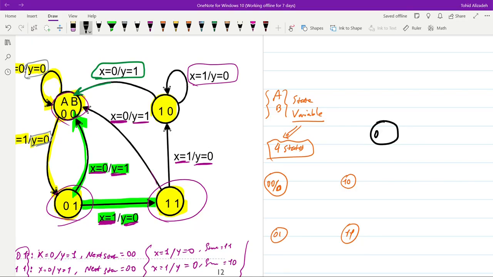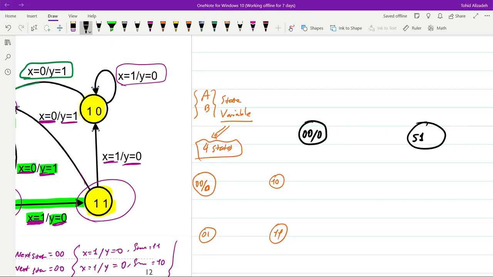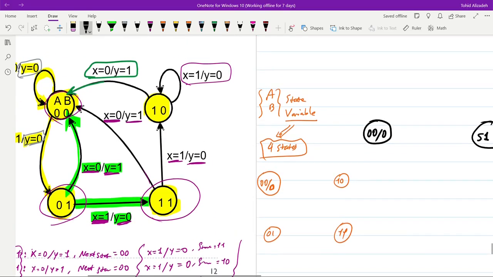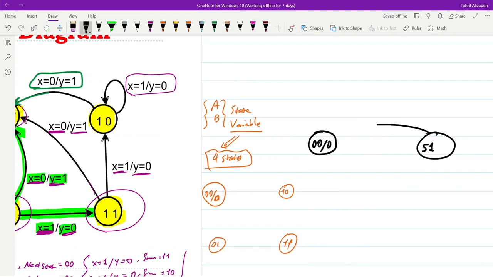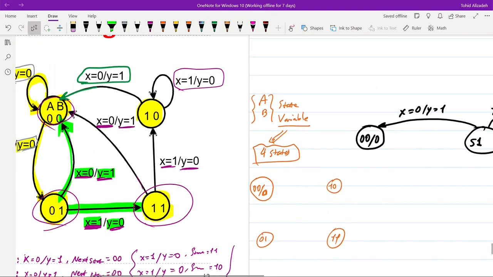We will have 0, 0 with 0 as the output, and we have, I called it S1. If x is equal to 0, y will be equal to 1, and we will transfer to 0, 0. If x is equal to 1, y will be equal to 0, and we will remain in S1. For 0, 0, we already have seen it.